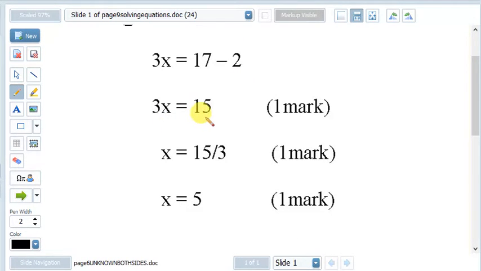So 3x equals 15, and then here what we've got is 3 times x. So we bring over the times by 3, and the opposite of times by 3 is divide by 3. So 15 divided by 3 is 5.